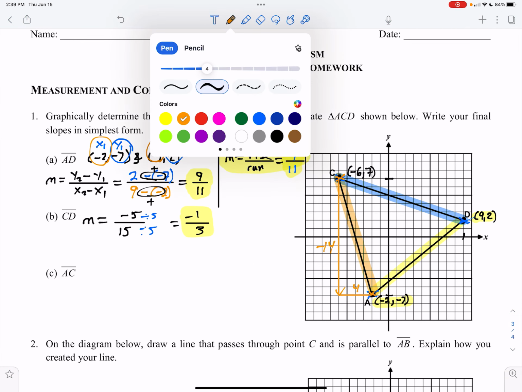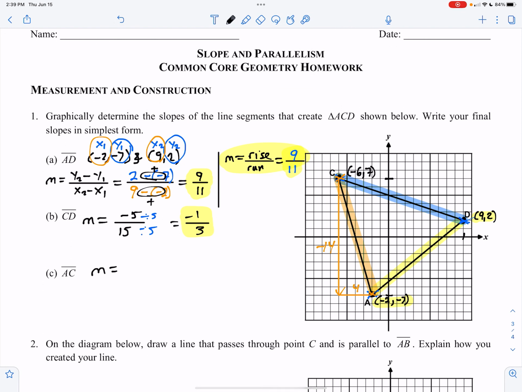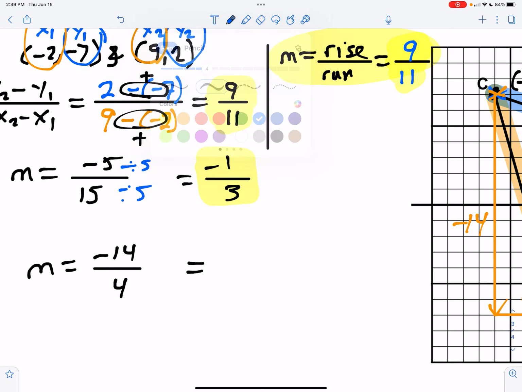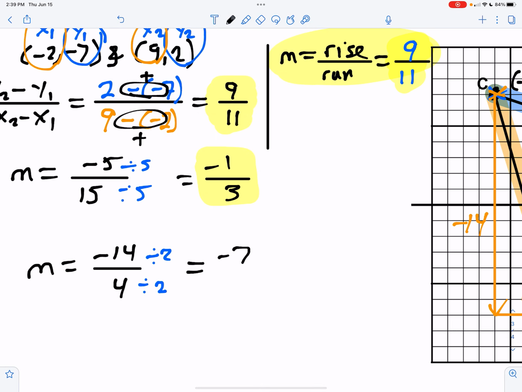So I end up with a slope of negative 14 over 4. Now keep in mind, I have to reduce this to lowest terms. So the largest number that divides into these both would be 2. And 2 goes into 14 7 times, so that's negative 7. And 2 goes into 4 2 times, that would be 2. So I get negative 7 halves would be my slope.